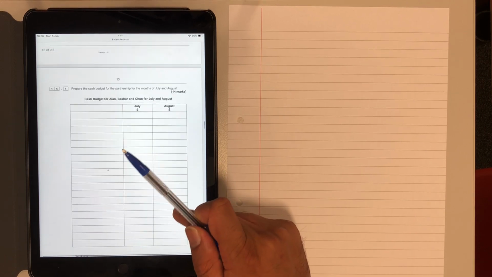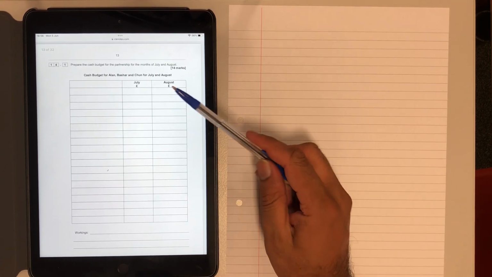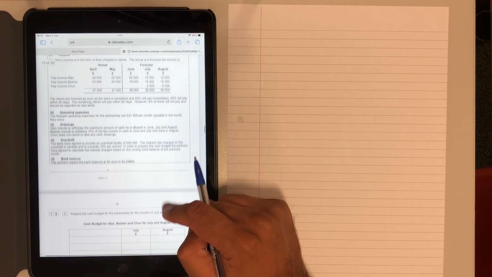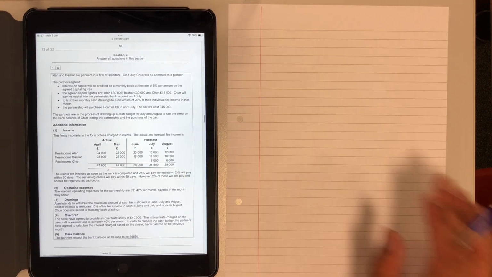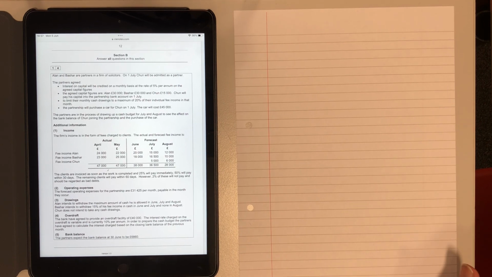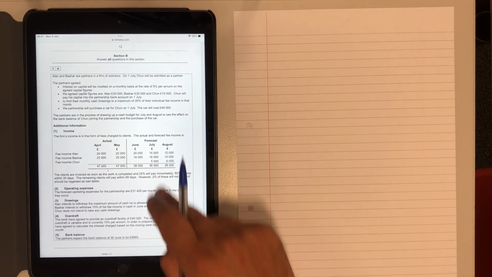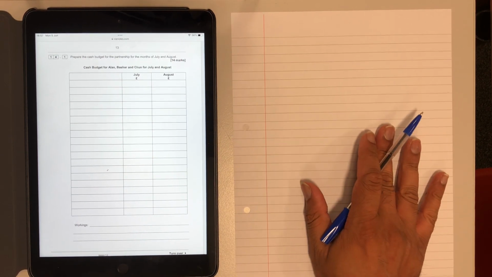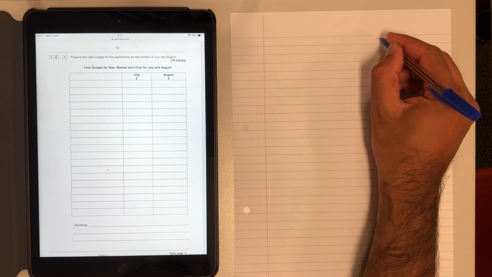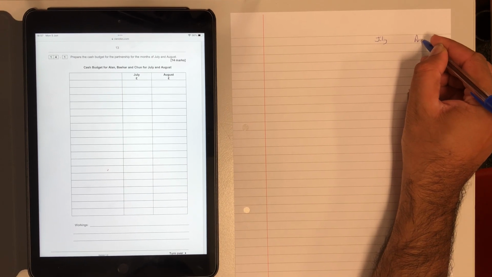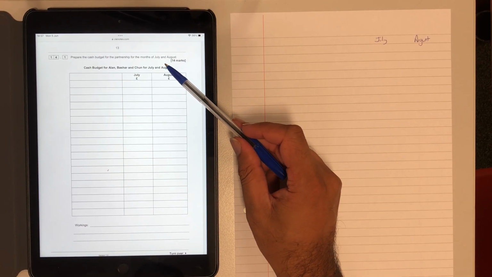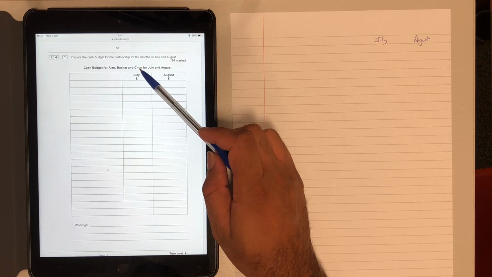What we also have is our template for the cash budget. So we've got a 14-mark question, and that's the template for budgets. Okay, so in terms of the actual question, let's make a start. So what we want to do is, we've got the template for 2 months. So I'm just going to draw this up on the right hand side, so July and August. And the question is, prepare the cash budget for Alan, Bashar and Chun.